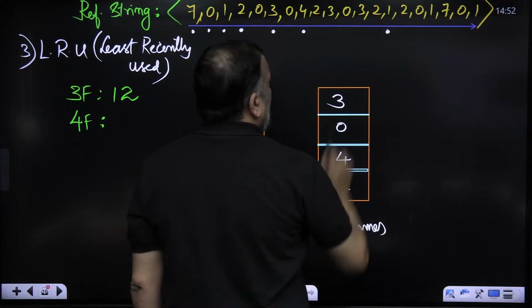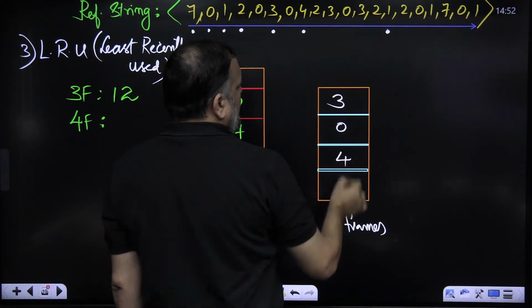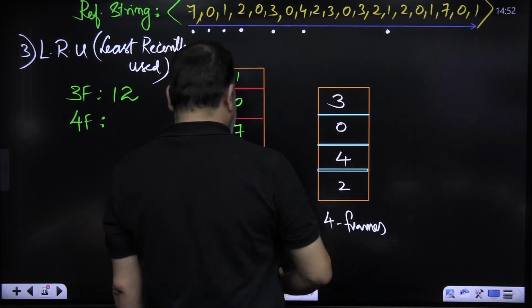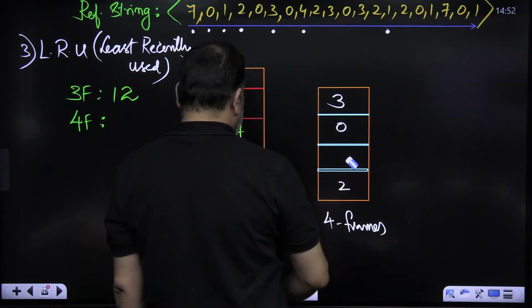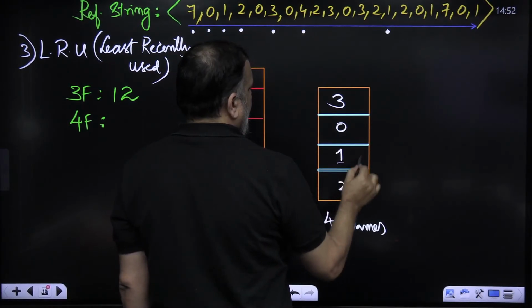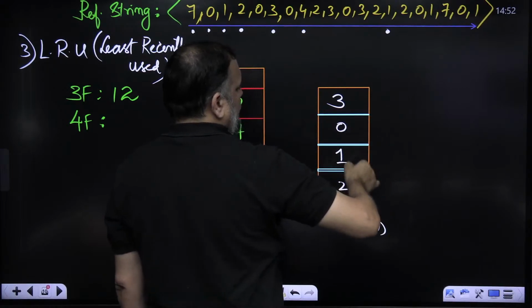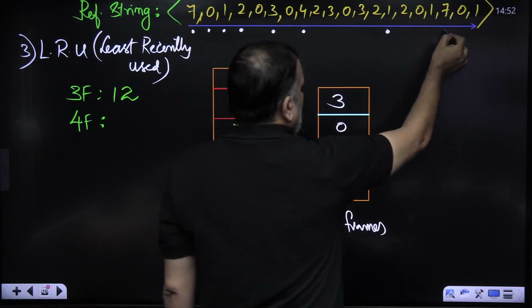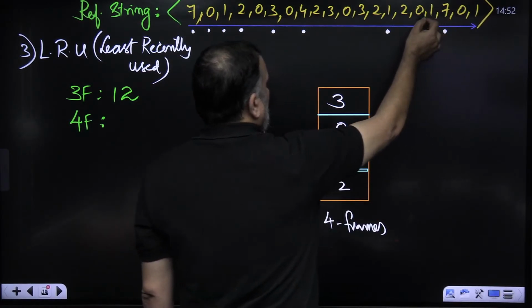तब डिसाइड करेंगे 2, 3, 0. 2, 3, 0 तो रेफर आ रहा है, 4 बहुत आखिरी में है. So in place of 4, we are going to bring 1. Then after that 2, 0, 1 present, 2, 0, 1 present. 7 will cause a fault. So 7 replace होगा 1, 0, 2, 3.